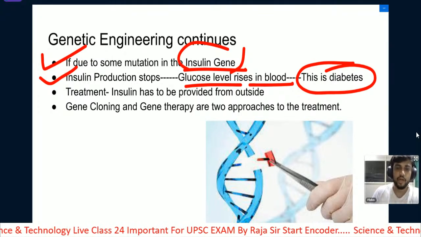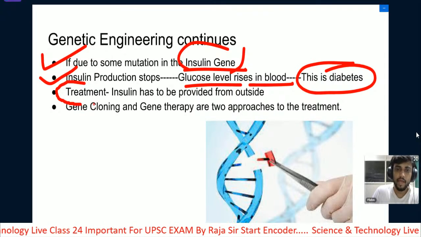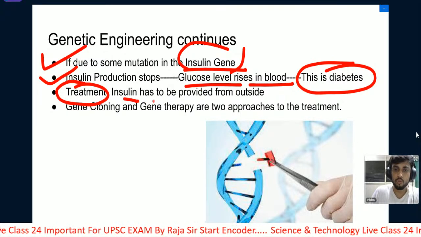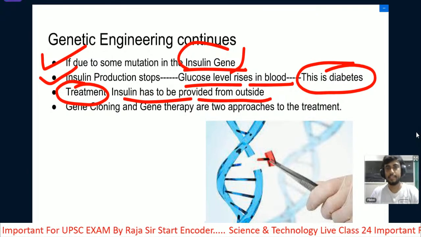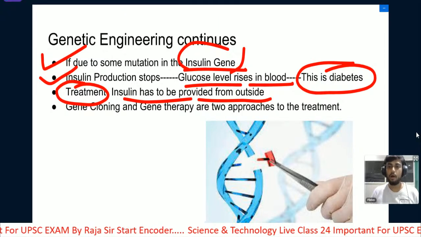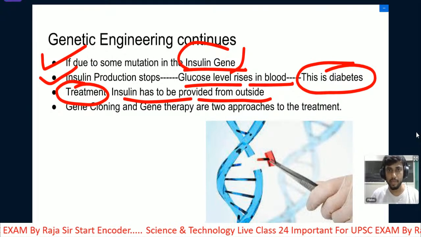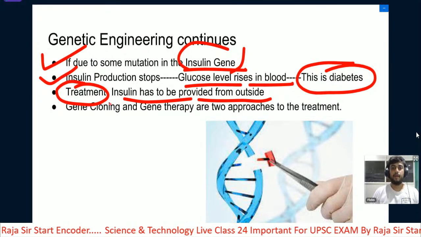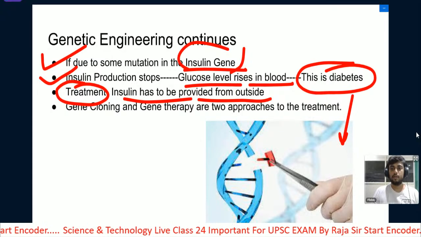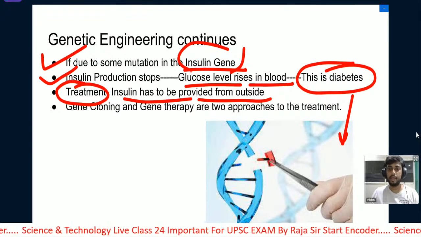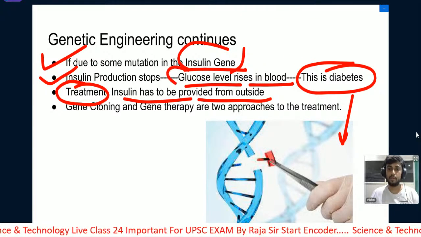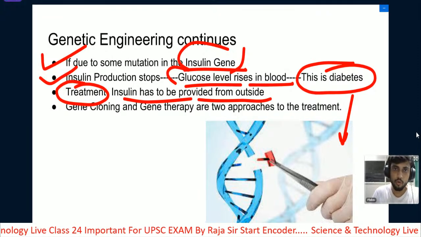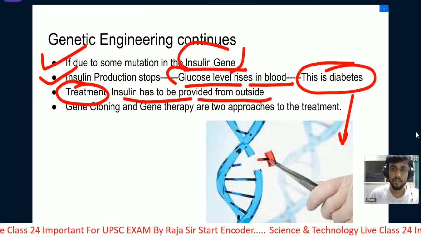And the treatment for diabetes is that we have to provide insulin from outside. We have to inject insulin into his blood from outside. That is the only treatment. And obviously the diabetic person cannot eat sugar because he already has enough glucose in his blood. We have to provide insulin from outside to such a person.